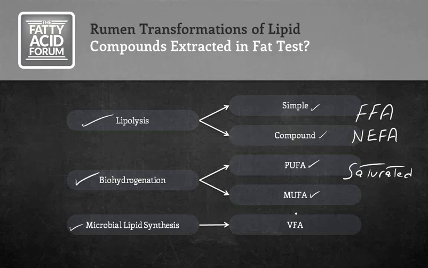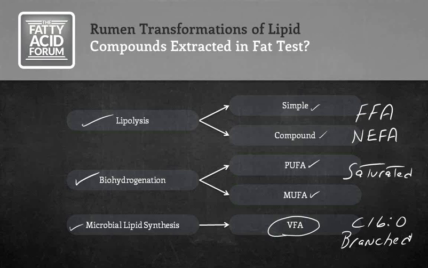Now, the last one is microbial lipid synthesis. The microorganisms can use VFAs from carbohydrate fermentation and link them together and build up long-chain fatty acids that are an integral part of their membrane and their structure so that they can grow, divide, and function normally. A common fatty acid produced in this way is palmitic acid, a saturated fatty acid, but you also find smaller amounts of unusual fatty acids such as branched fatty acids that come from isovaleric and isobutyrate volatile fatty acids that are produced.